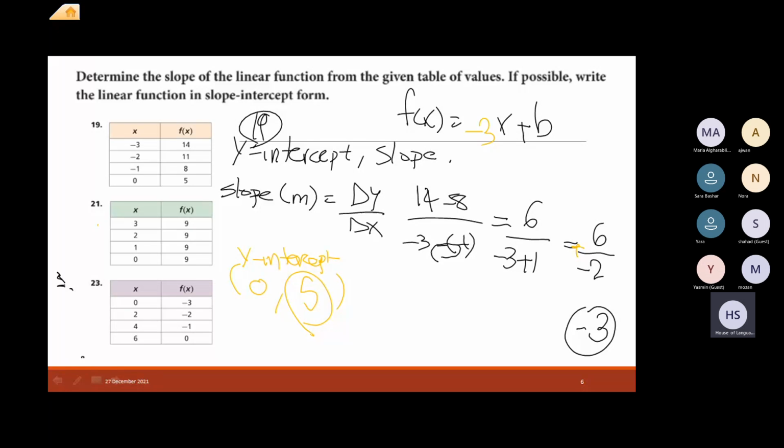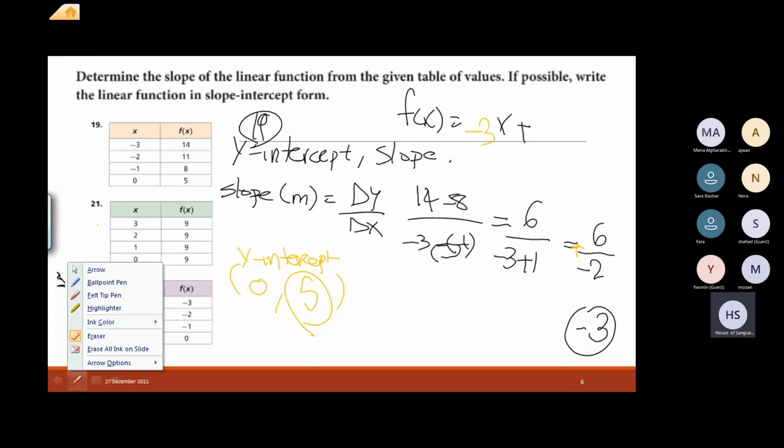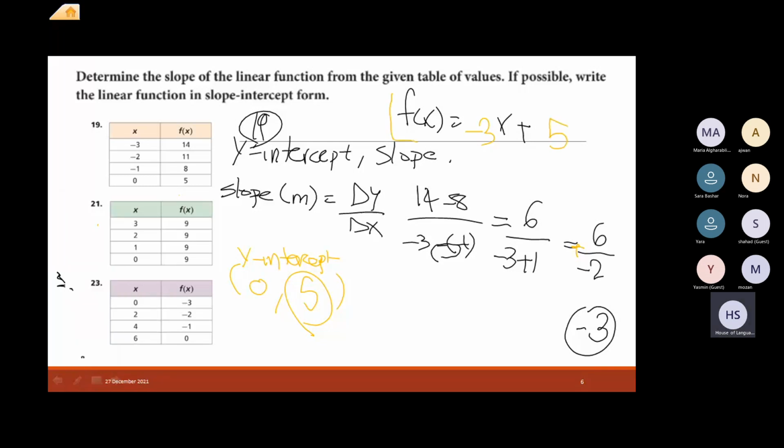So, I repeat, what do I mean by the y-intercept? X is 0. Look at the table. Where is x 0? At y equals what? 5. So what is the y-intercept? 5. So I will go back now. I will clear b and write 5. The slope will be negative, keep it, it's a variable. So it will be negative 3x plus 5. Is it clear? Now I want to solve number 21.